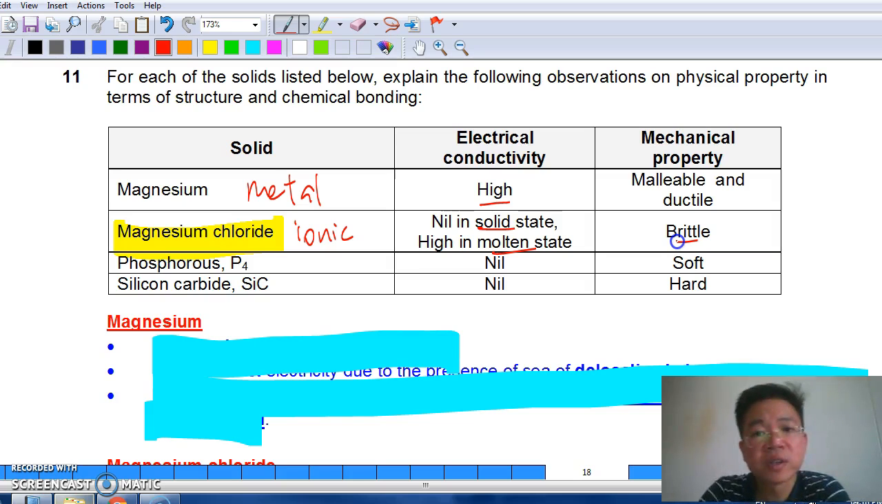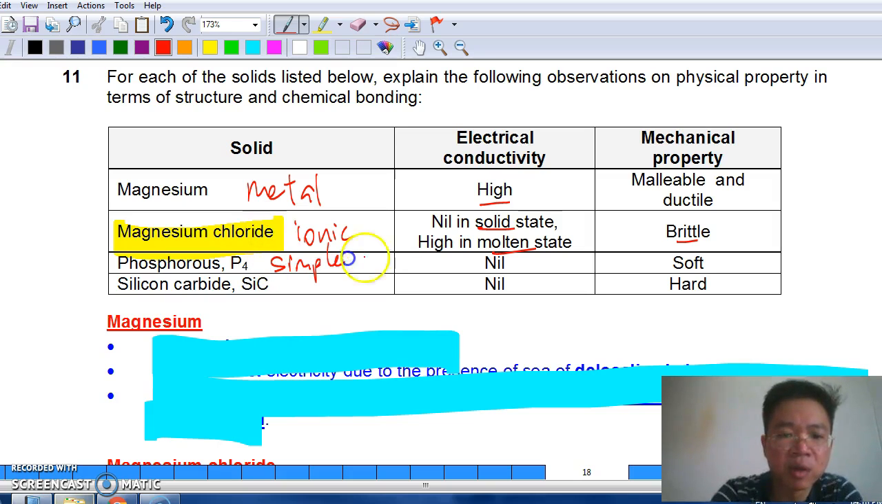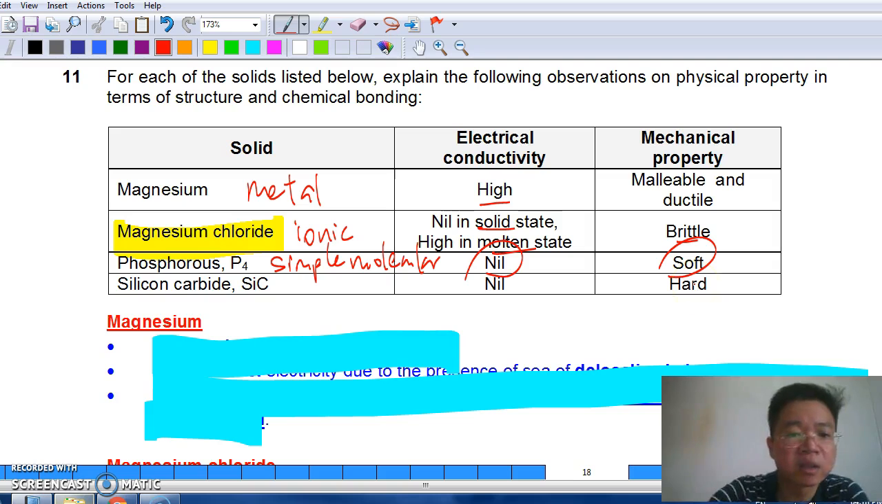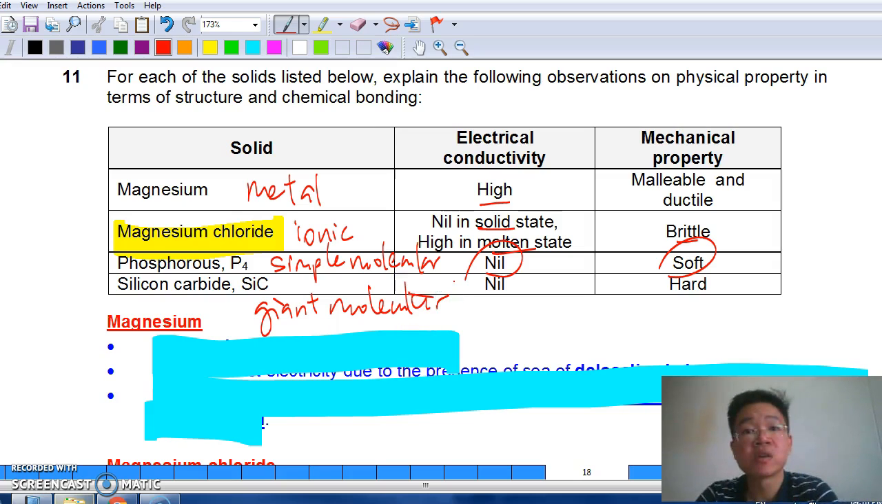The third one, phosphorus, P4. Phosphorus is simple molecular. So we know that simple molecular substances do not conduct electricity and they're soft. And the last one, silicon carbide, SiC, this is a giant molecular structure. Giant molecular substances, likewise, also do not conduct electricity because there are no delocalized electrons or ions. And they're hard because of the big, three-dimensional structure.